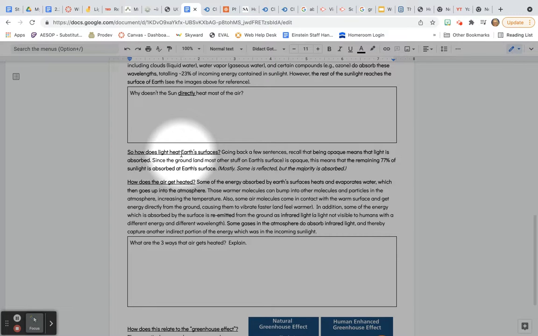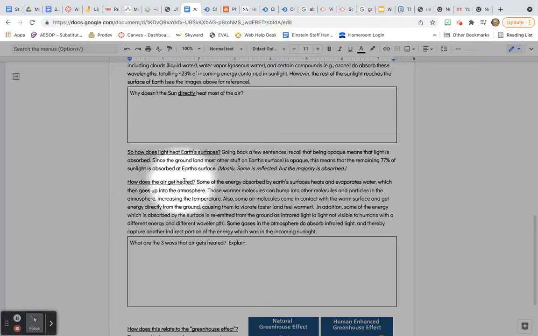So, how does light heat Earth's surfaces? Going back a few sentences, recall that being opaque means that the light is absorbed. Since the ground and most other stuff on Earth's surface is opaque, this means that the remaining 77% of sunlight is absorbed at Earth's surface. Mostly, some is reflected, but the majority is absorbed. We learned that lighter substances will reflect more of the light than the darker surfaces.